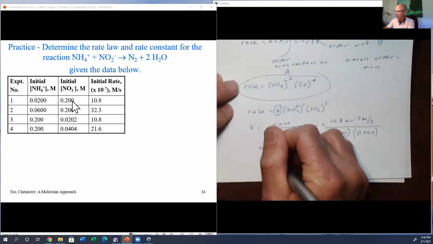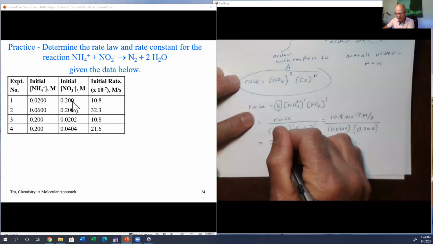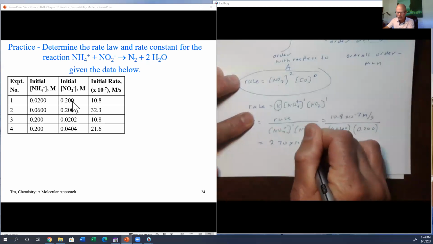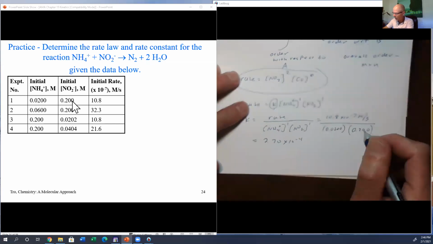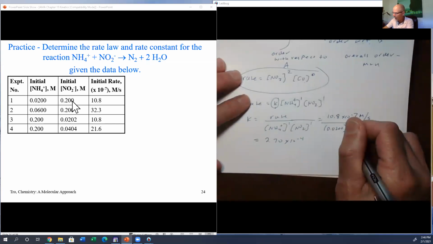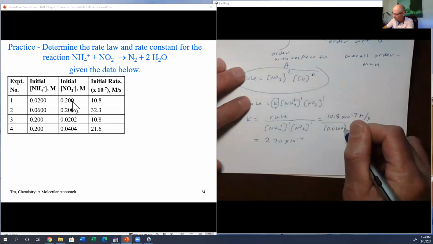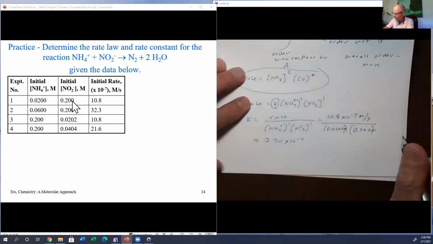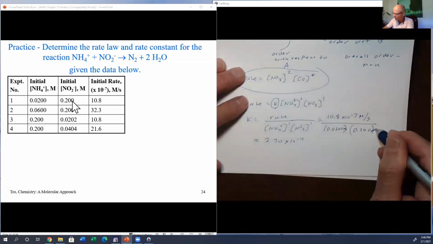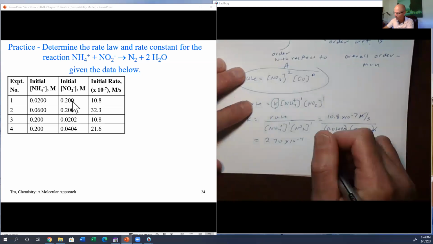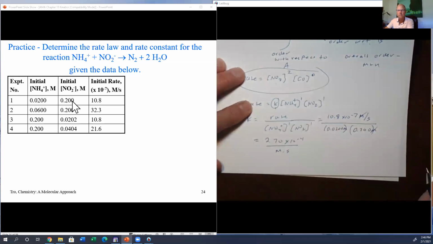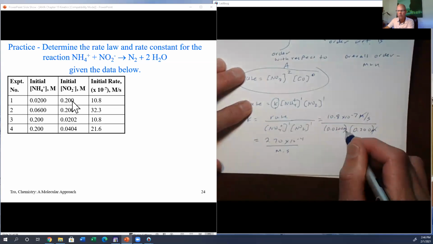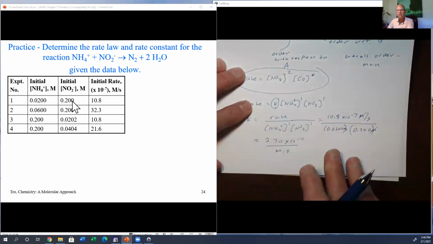And if I just plug that in my calculator, I get 2.70 times 10 to the minus 4. And the units here are a little funny. I forgot to put in my units here. Remember, this is molar, right? So one of these is going to cancel out, and I'm going to end up with molar second in the denominator, right? Because one of these molars cancel. I have seconds in the denominator, I have this molar in the denominator. So it's molar second in the denominator.